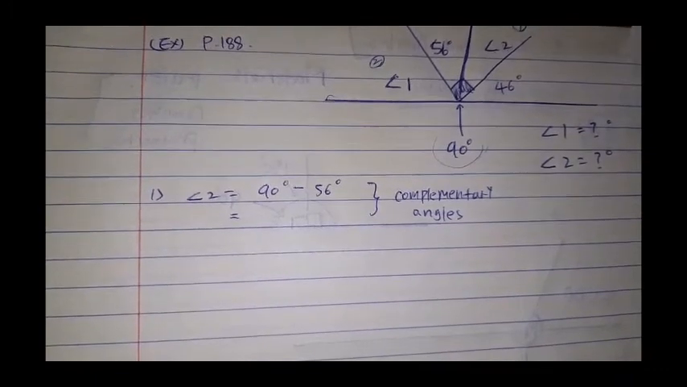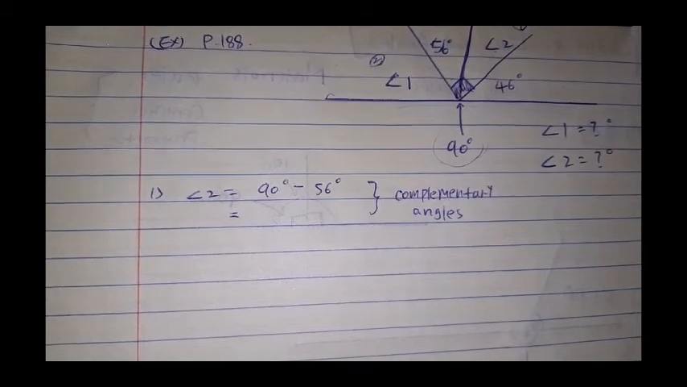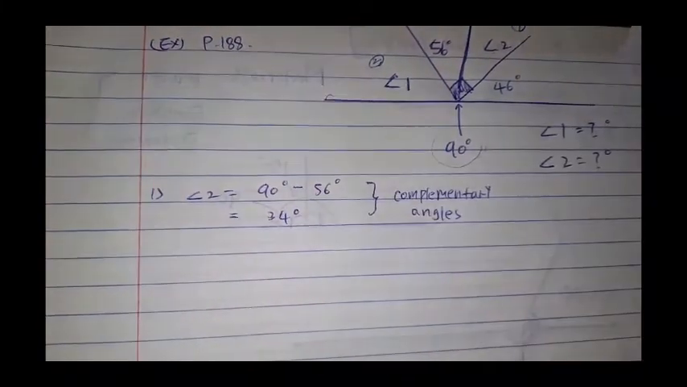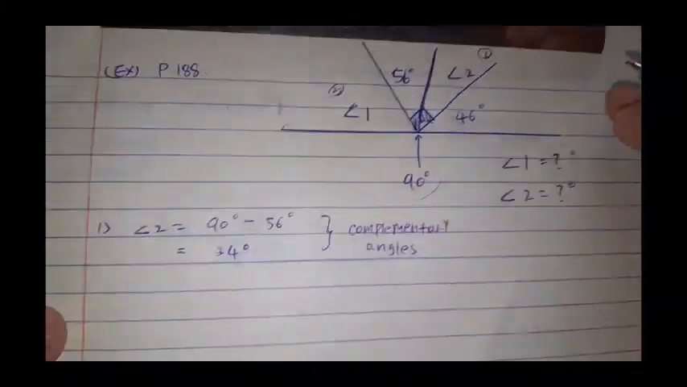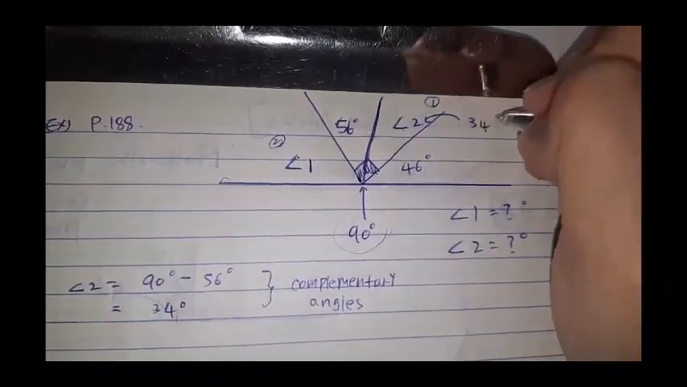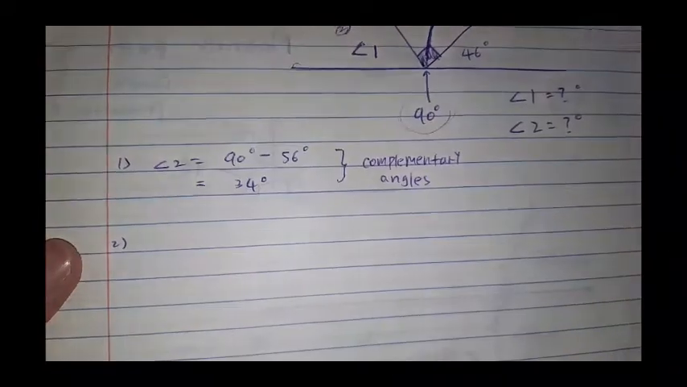If you want to use your calculator, feel free to take it out. If you want to use your mental math, feel free to. But 90 minus 56 gives you 34 degrees. That is my angle number 2 over here. 34 degrees.